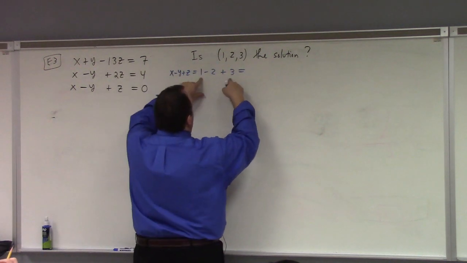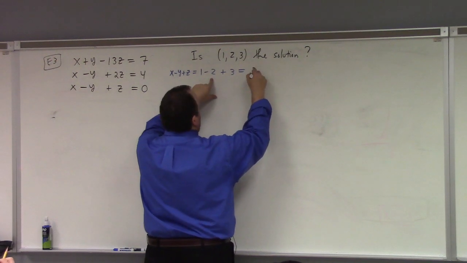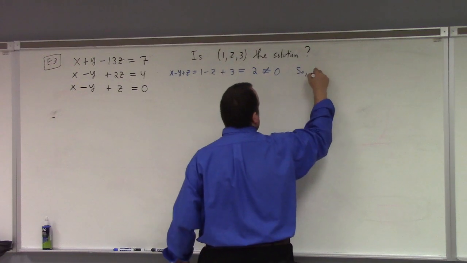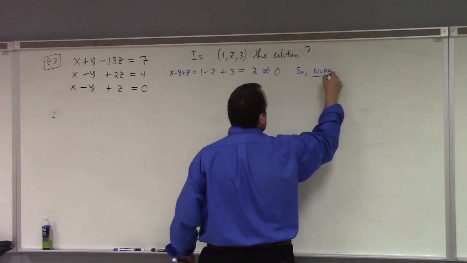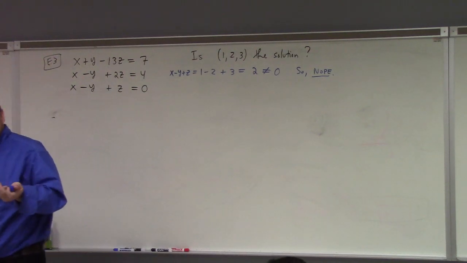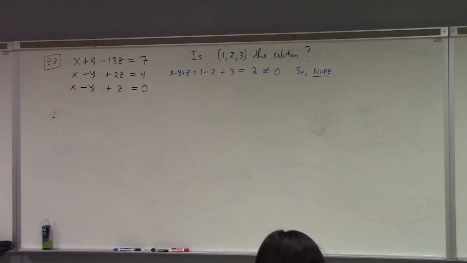Which is equal to what? 4 minus 2, which is 2, which of course is not equal to 0. So, nope. Not a solution. I don't even need to check the other two. If it fails for one, game over.